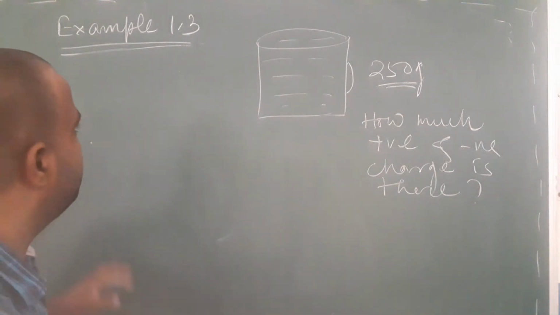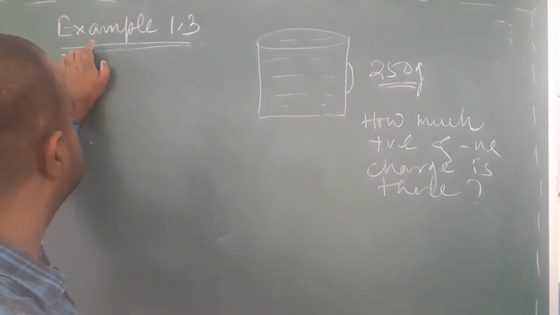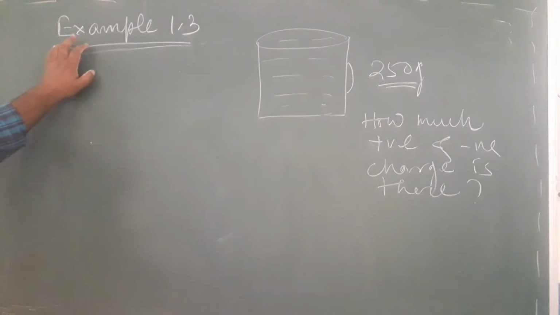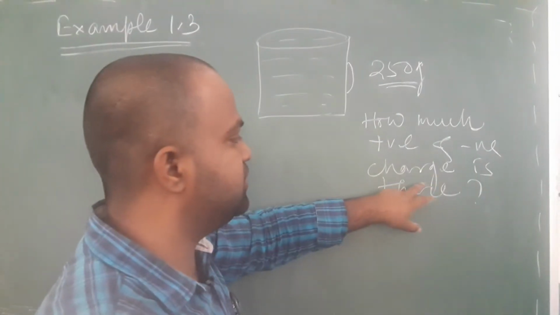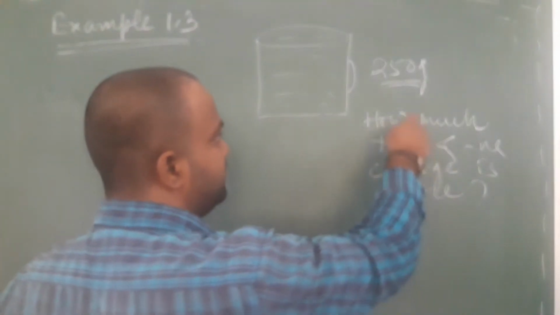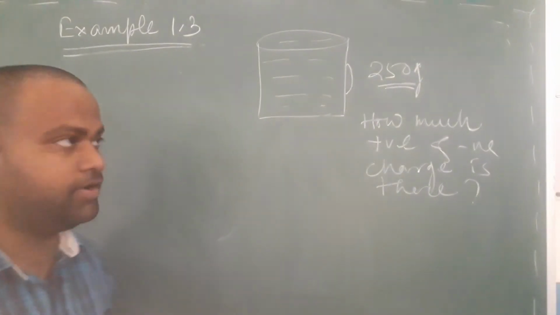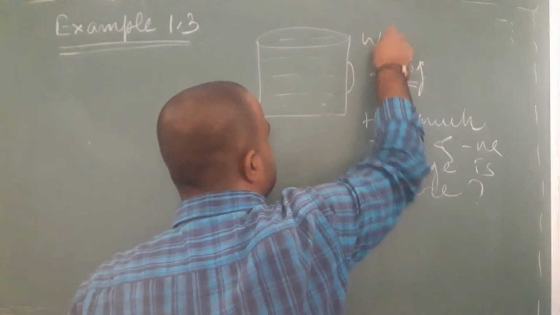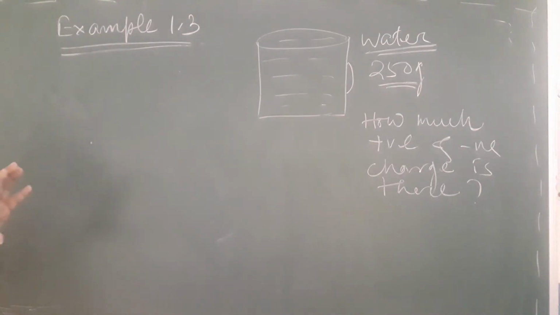Okay, so today we'll solve a question from your NCERT book, that is example 1.1.3. What is the question? The question is: how much positive and negative charge is there in a cup of water of 250 gram? So this is a cup of water of 250 gram, and in this cup of water, how much positive charge and how much negative charge is there?